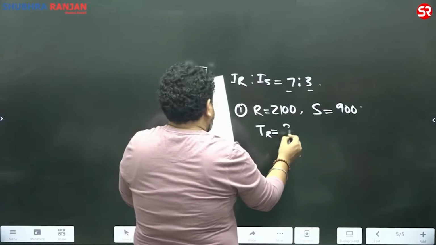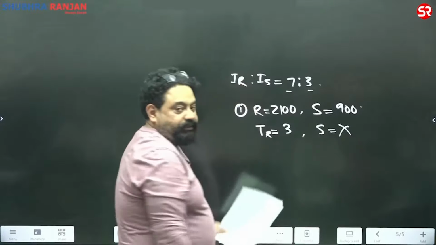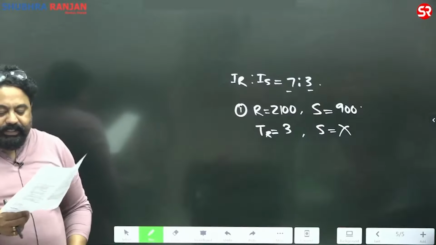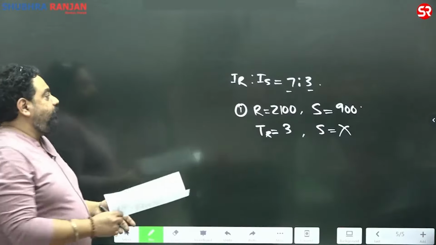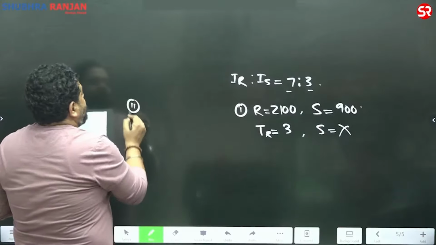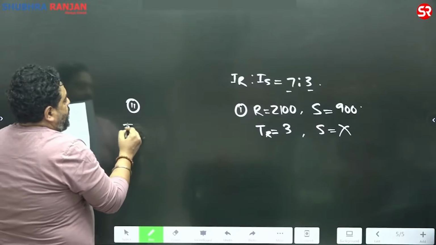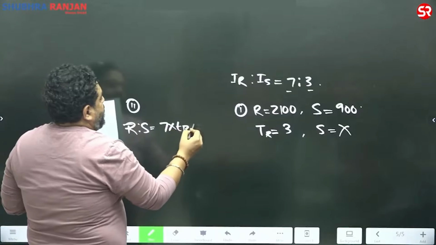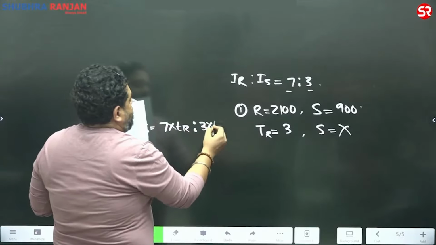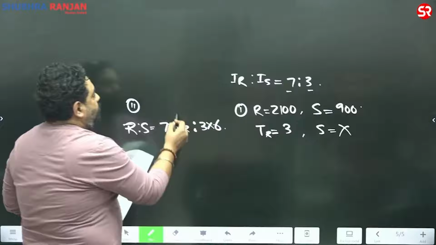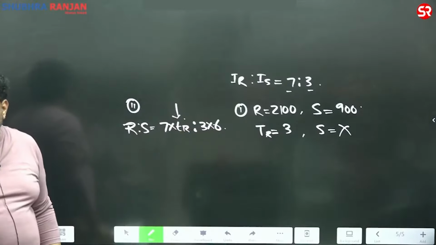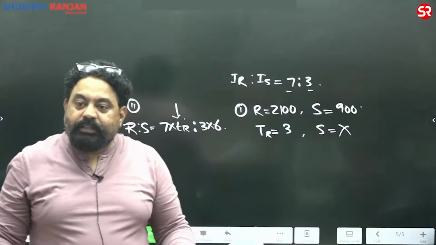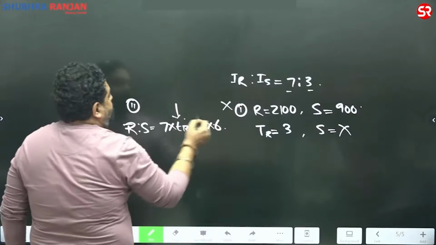But the time period of Ram is 3 months, and Shyam's time period is not given in the first statement. So the first statement is not sufficient. Now if Shyam put in money for 6 months, the profit sharing ratio between Ram and Shyam would be 7 into time of Ram, to 3 into time of Shyam, which is 6. Here the time of Ram is not given. So the second statement alone is not sufficient either.